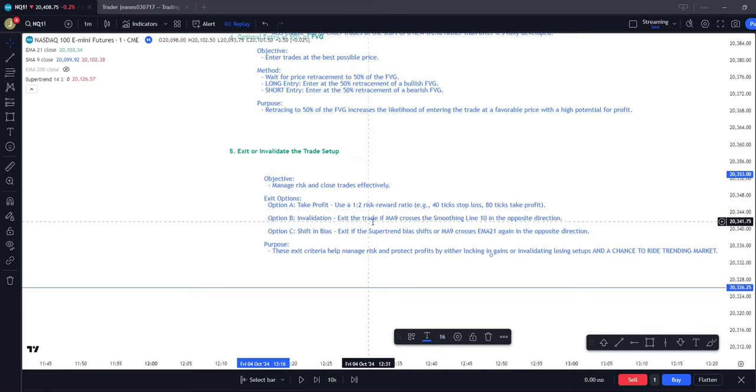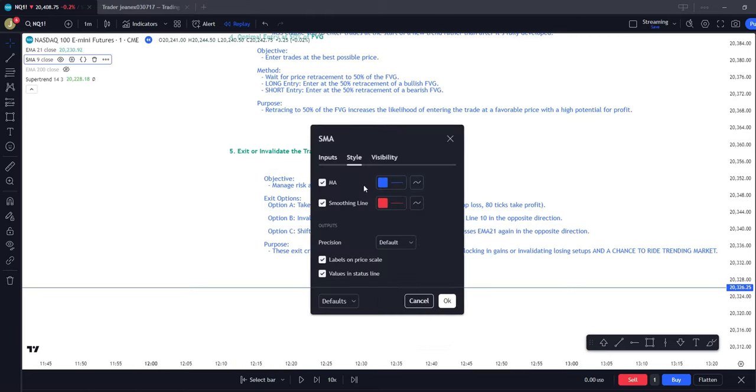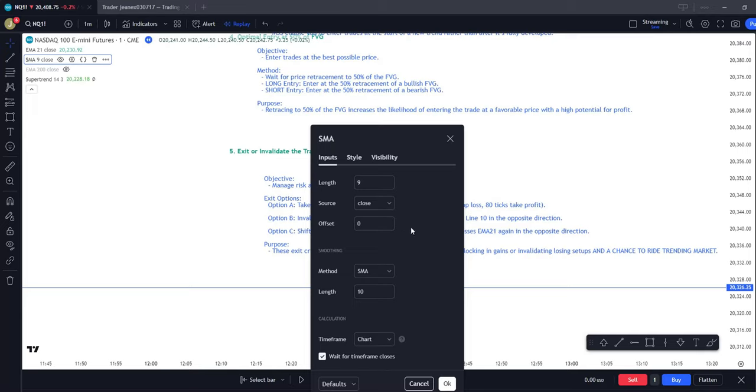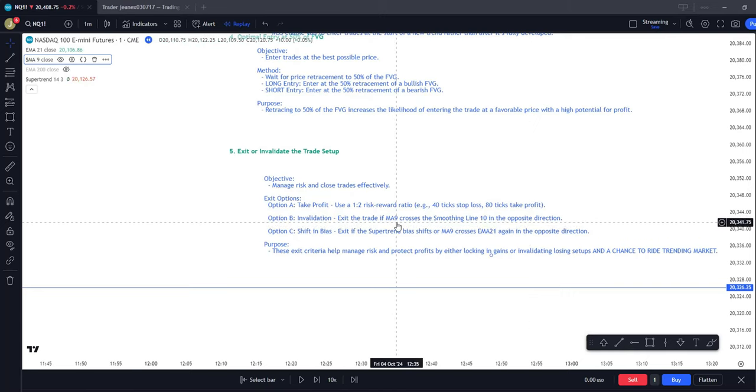Invalidation: if the moving average 9, MA9, crosses the smooth moving average 10, this is the one I put under my simple moving average. So if you see, this is a simple moving average, and you can put a smoothing, smooth moving average length 10, under the simple moving average 9. So this is my criteria to exit early, if the MA9 crosses the smooth moving average 10. And then option C is either of the two: if supertrend bias shifts, exit, or if moving average 9 crosses EMA 21, again exit, because this is a signal for a reversal, right?